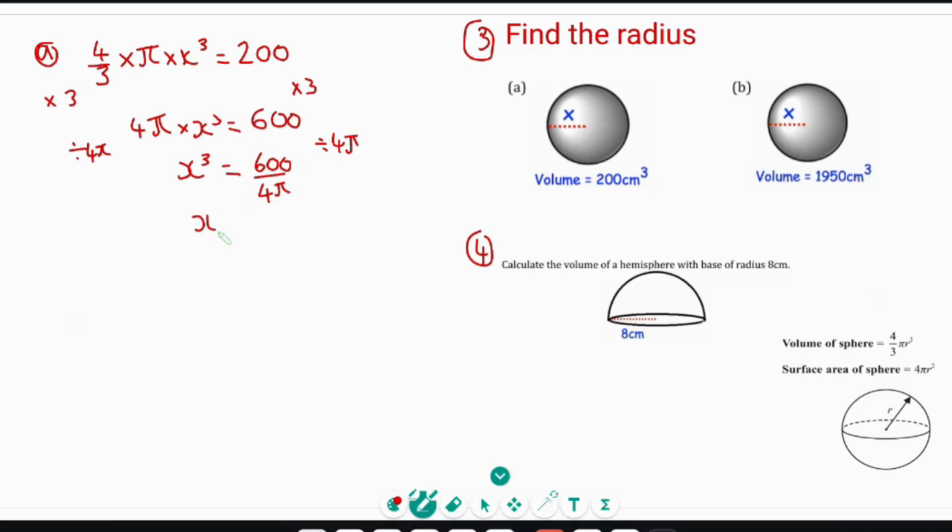And x, how do I reverse a cube? Cube root both sides. So x is equal to the cube root of 600 over 4 pi, which is 3.6. That's part A. Part B.